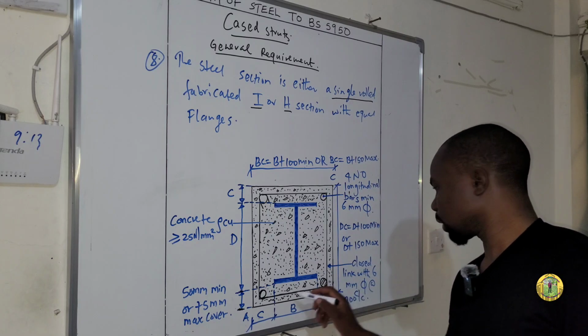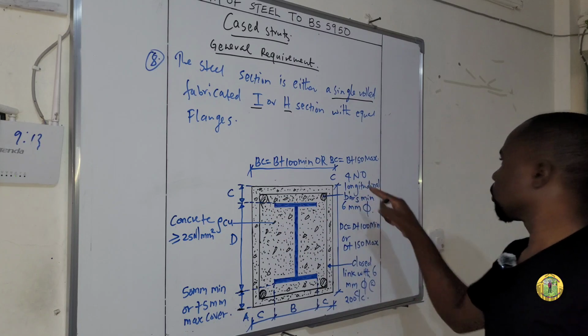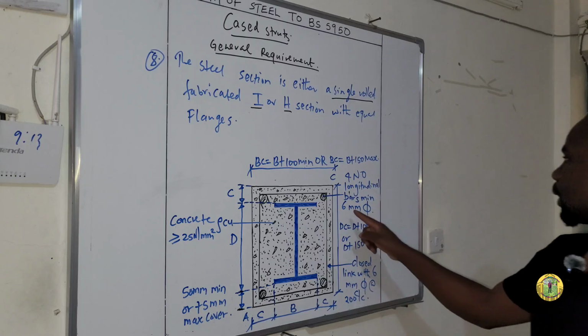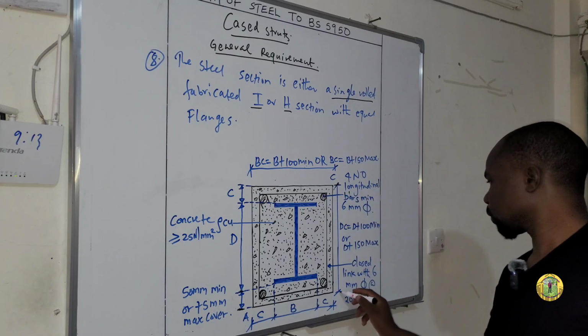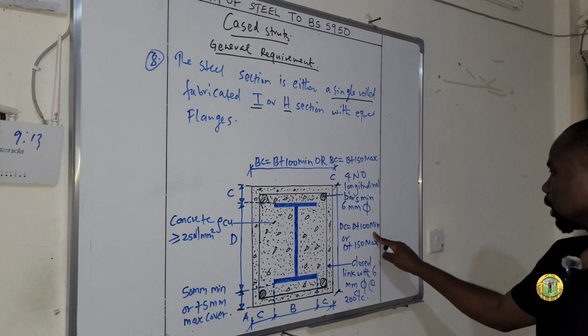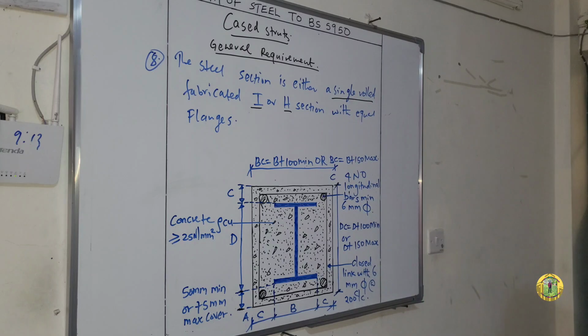And then of course we have the longitudinal bars. There are 4 in number, and the minimum is supposed to be 6 millimeter diameter. Again we have the distance DC. We also have distance BC. So DC, this distance from here to here, is given by D plus 100, where 100 is the minimum cover, or D plus 150, which is the maximum cover.